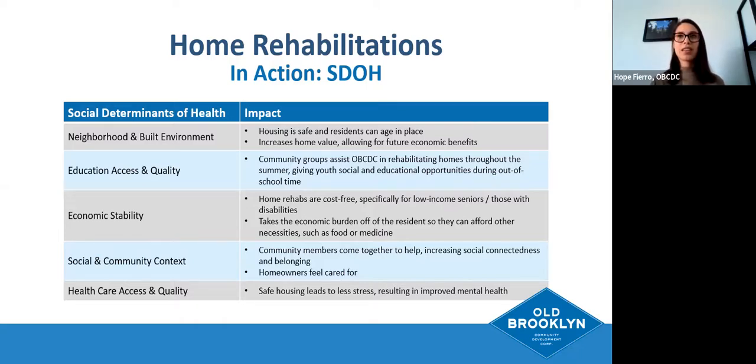And I think that that brings people together, and also for the resident who they were supporting, I think that also gives them a sense of belonging, that someone, specifically their neighbors, were willing to come together and help them. And that really does improve your overall well-being, to know that you belong in the community and that you're cared for. So yeah, home rehabs are a lot more than just fixing the outside of a home.